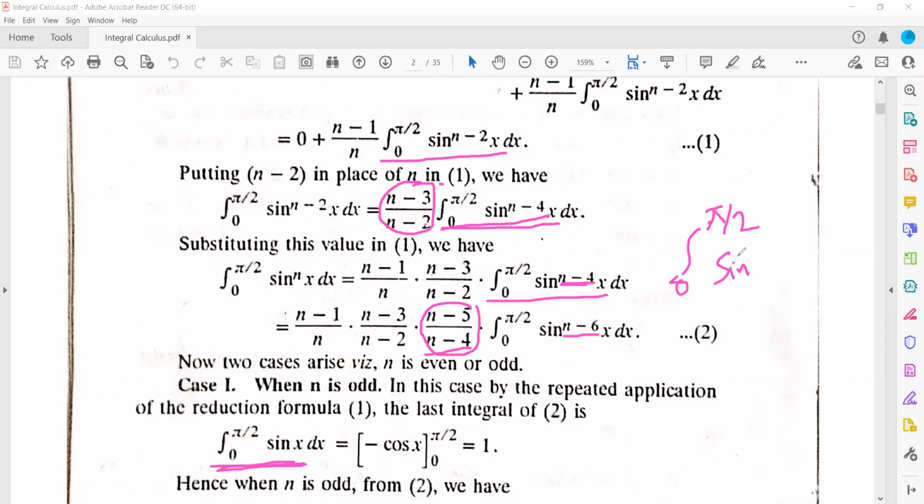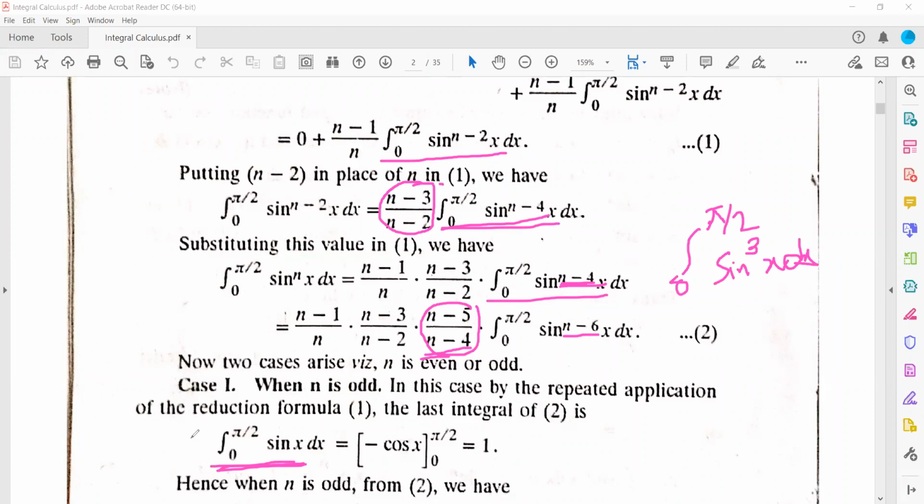It will be 3, no? Sine to the power 3 x dx, because in the next step, the power of sine decreases by 2 every time. So here its power is 1. So before that, the power of sine will be 3. So if it is 3, then the next coefficient will be 1 less than this one. So what it is? 3. So it will be 2.